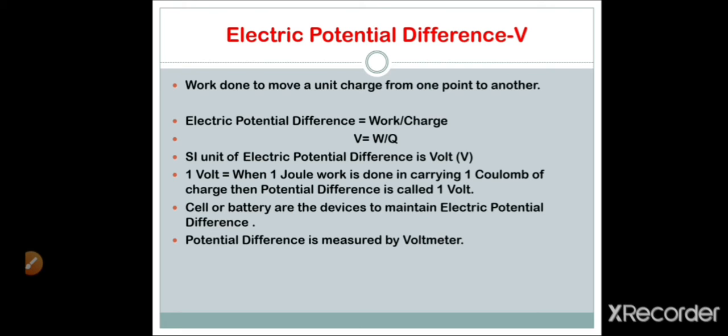It is represented by capital V. So 1 volt is when 1 joule of work is done in carrying 1 coulomb of charge, then the potential difference is called 1 volt. A cell or a battery are the devices to maintain electric potential difference in a circuit. Potential difference is measured by an instrument called voltmeter.